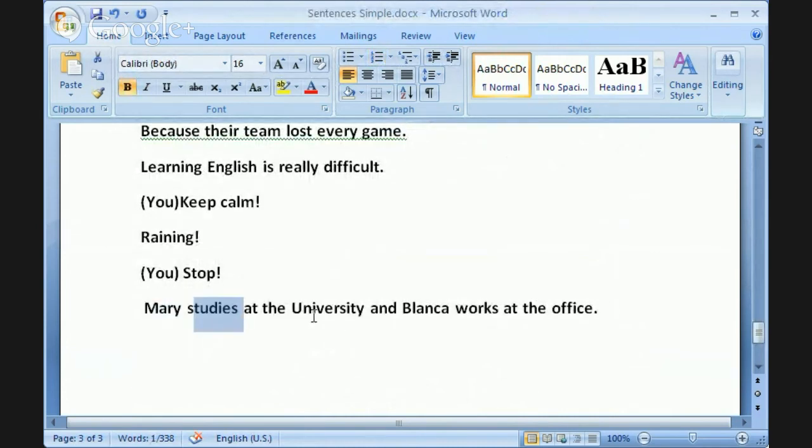Subject, verb, prepositional phrase. Here you have a connective. You have used a conjunction to combine two independent clauses. You are one day ahead of the class, Carolina.